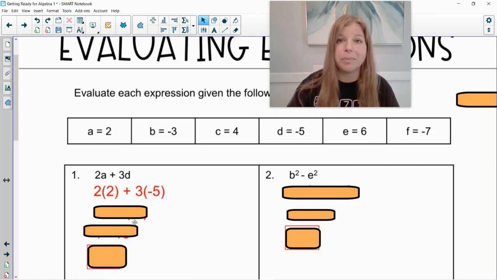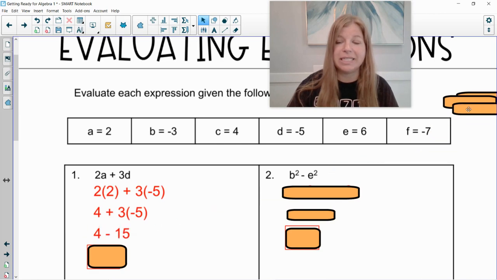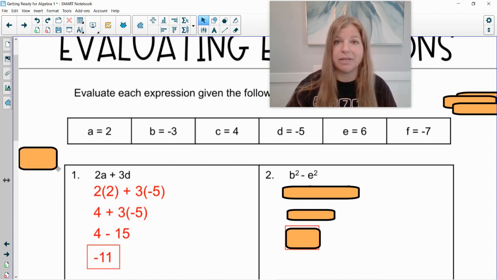Now I do my order of operations. I know I have to do my multiplying first before I ever add. 2 times 2 is 4, plus 3 times -5. 3 times -5 is -15. So now my expression actually becomes 4 minus 15, and 4 minus 15 is -11.